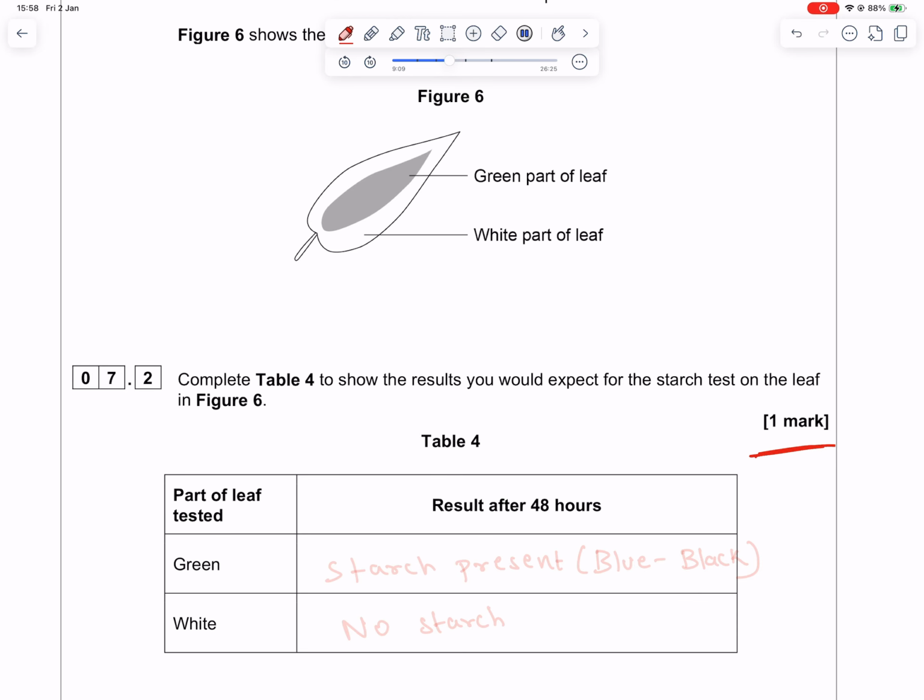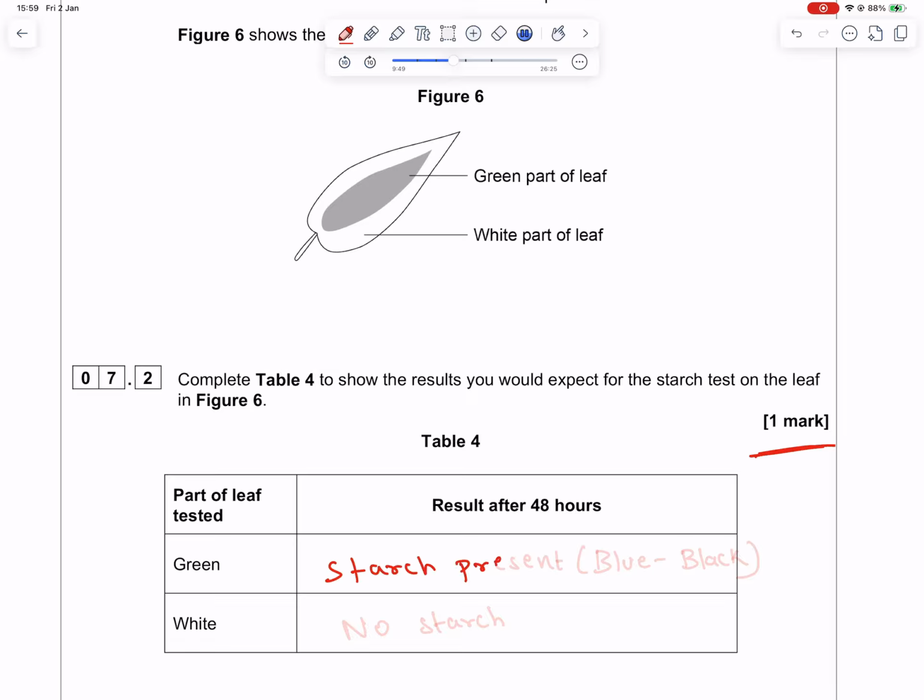Now, as you can see, the question is asking us to complete table 4 to show the results you would expect for the starch test on the leaf in figure 6. So they're asking about the part of the leaf which was tested, both green and white, and the result after 48 hours. Now remember, only the green parts of a leaf contain chlorophyll, which is needed for photosynthesis. Therefore, starch will be present only in the green areas.